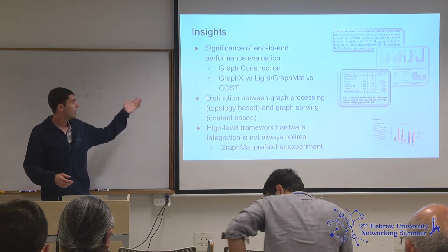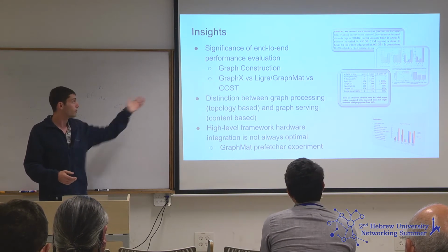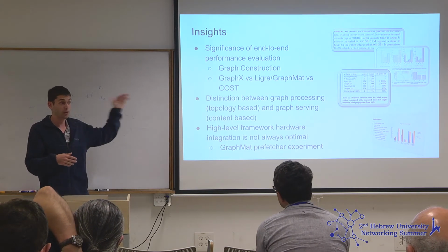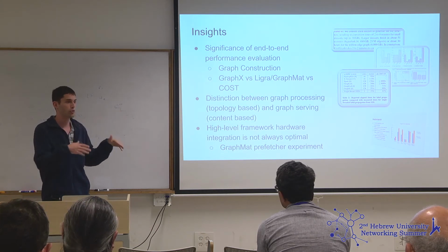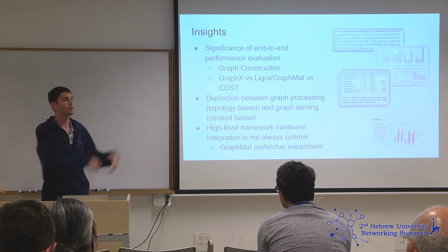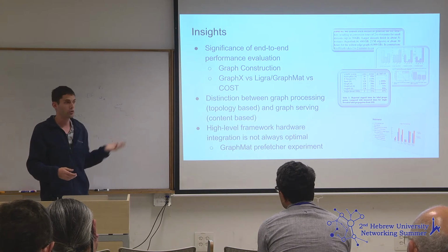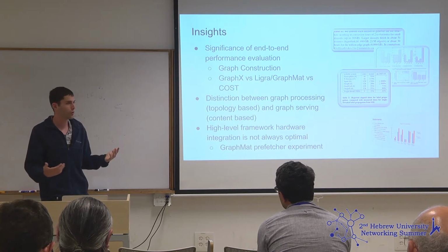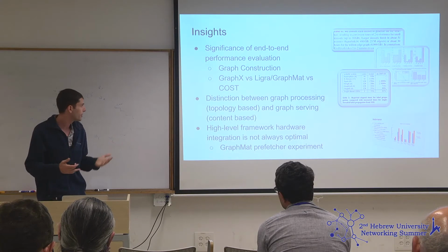If you look at GraphX versus Ligra or versus COST again, GraphX showed that, in their original paper, they're slower than GraphLab, they're slower than another framework, but when you measure end-to-end performance, meaning from the data to the result, they showed that they get better results than these frameworks. So the measurement here has a really wide variety that's very hard to compare.